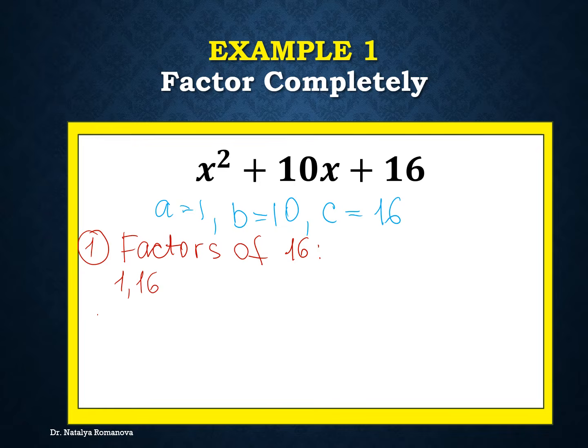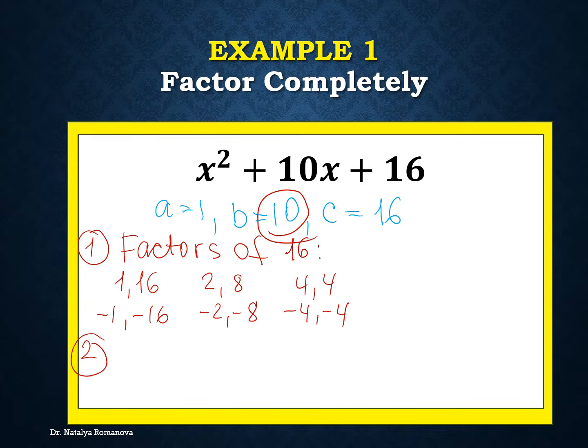1, 16, negative 1, negative 16. Next, couple 2, 8, negative 2, negative 8, 4 and 4, and negative 4, negative 4. Now we have to take factors whose sum of them equals b, equals 10.